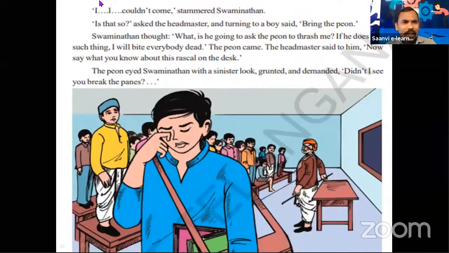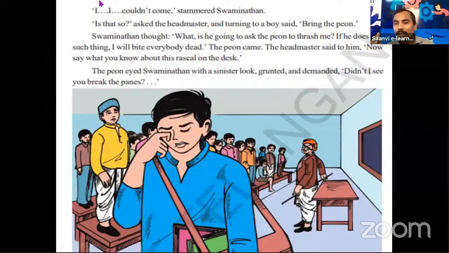The headmaster said to him, "Now say, what do you know about this rascal on the desk?" Rascal, who is rascal here? Swaminathan. Who called him rascal? The headmaster called him rascal. The peon eyed Swaminathan, looked carefully at Swaminathan with a sinister look. Sinister, a horrific look. Grunted. Grunted means a small sound came from the throat, and demanded, "Didn't I see you break the panes of the windows?"